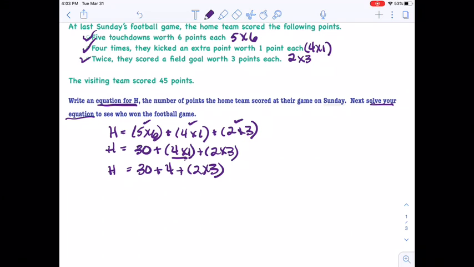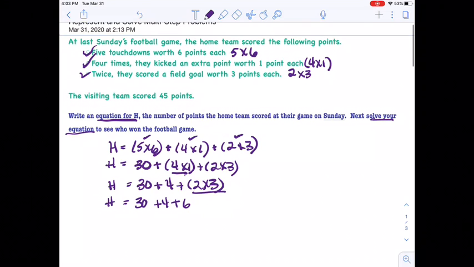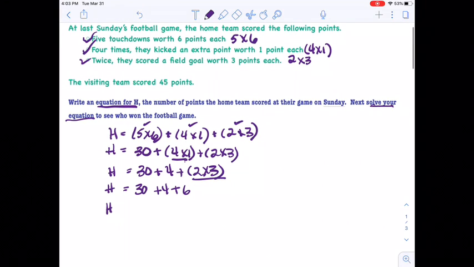What needs to happen next? Can I add next? Do I multiply? Do I worry with parentheses? What do I do? I always take care of all of the parentheses before I do anything else. So I'm writing my equation down. 30 plus 4 plus, the answer to 2 times 3 is 6. So 30 plus 4 plus 6. Now, can I solve? I can. And I'm adding because that's the only thing left in my equation. 30 plus 4 is 34. 34 plus 6 equals 40. So I know the home team scored 40 points.